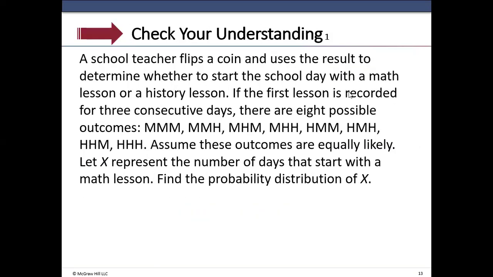A school teacher flips a coin and uses the result to determine whether to start the school day with a math lesson or a history lesson. If the first lesson is recorded for 3 consecutive days, there are 8 possible outcomes. MMM means all math. MMH means the first 2 days math and then history, and so forth. Assume these outcomes are equally likely. That means the probability of each event will be 1 out of 8 because there are a total of 8 possible outcomes.